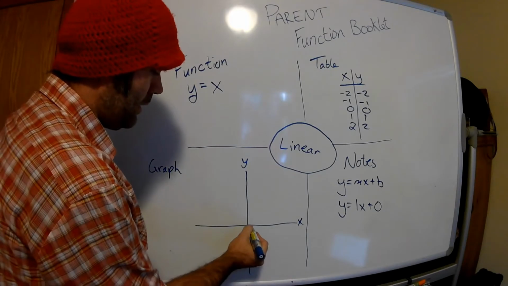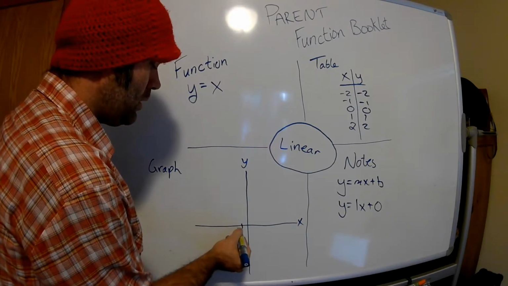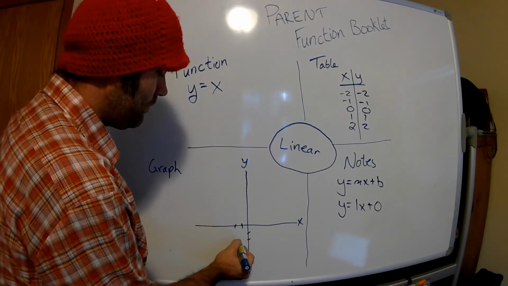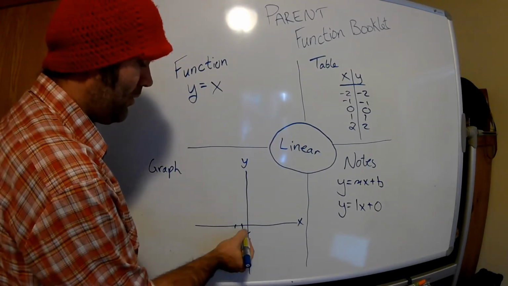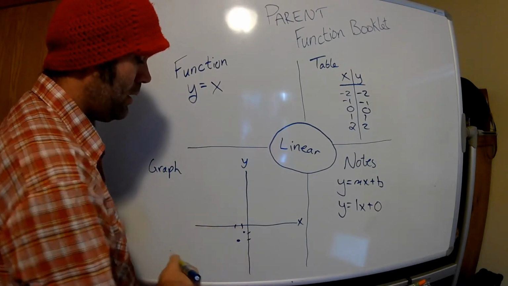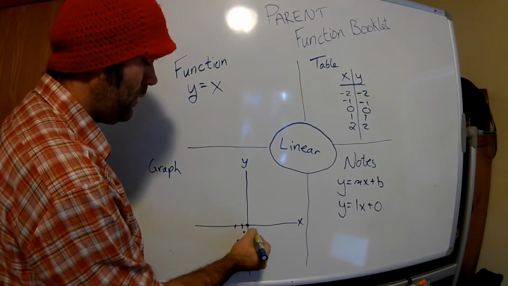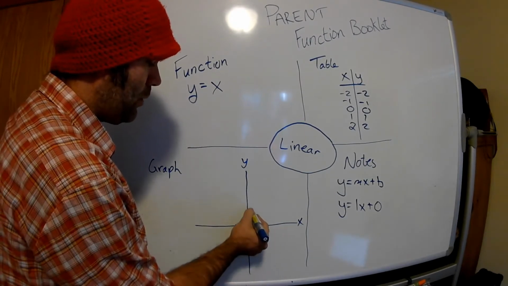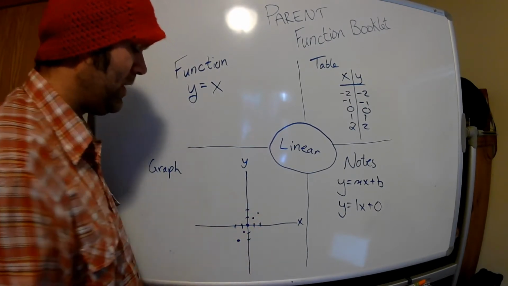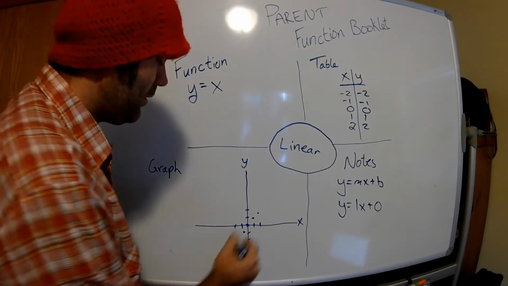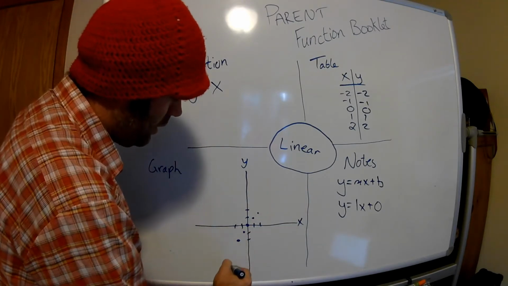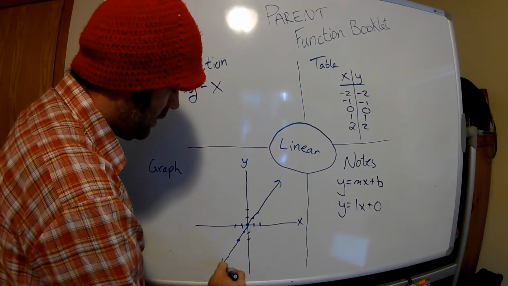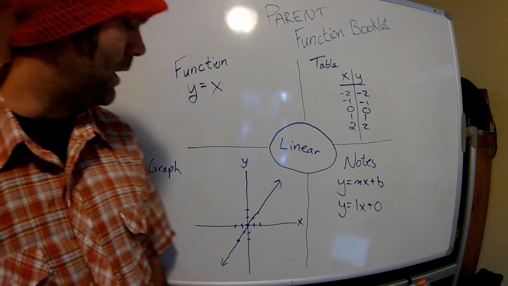So we've got -2 for x, -2 for y. We've got -1 for x, -1 for y. We've got 0, 0. We've got 1 for x and 1 for y. You can see that no matter what number we choose for x, y will always be that number, and that is a line that crosses through 0, 0, and it's a diagonal line. So there we go.